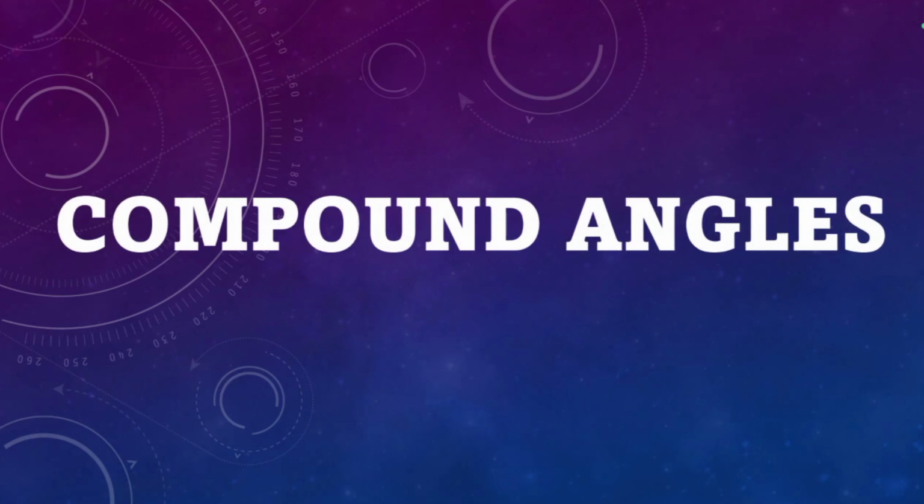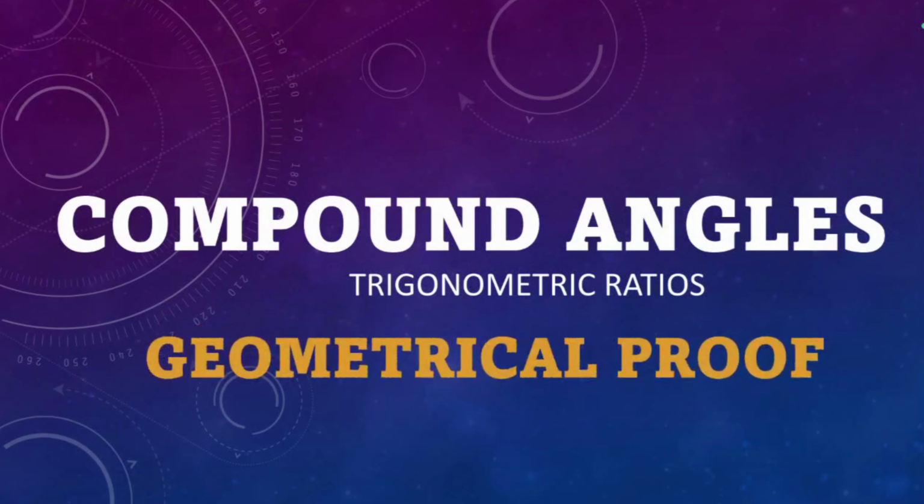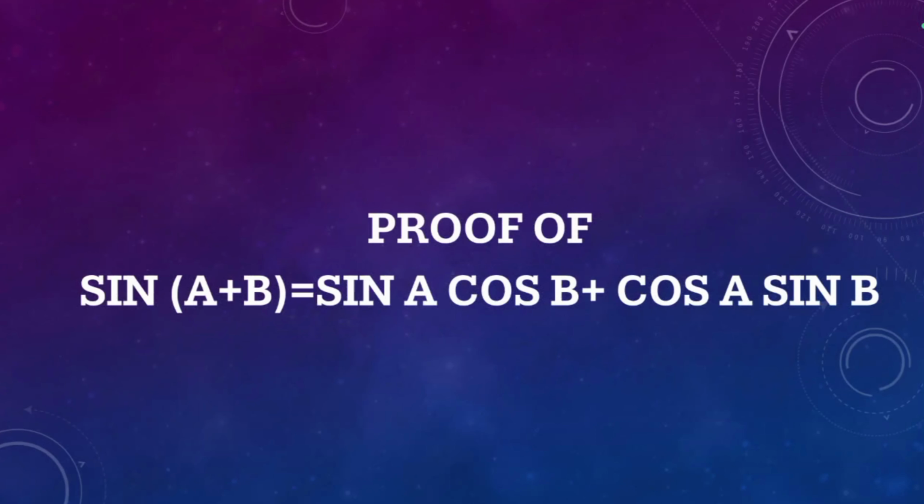Compound angles of trigonometric ratios. We'll see the geometrical proof of compound angles. As a part of that, first of all, we'll prove sin(A + B) = sin A cos B + cos A sin B. Moving on to the proof.